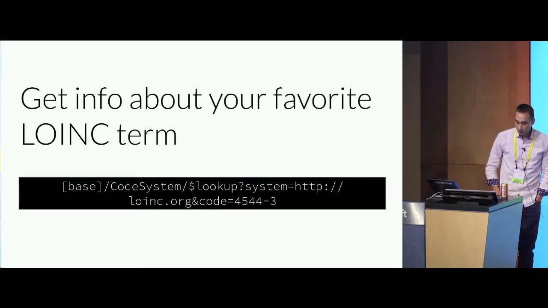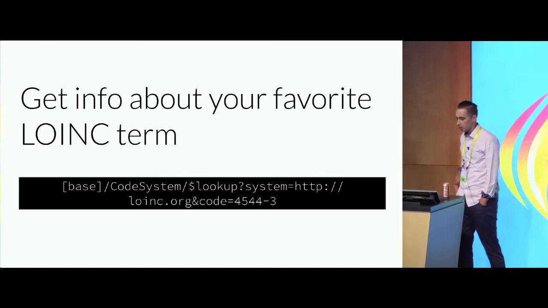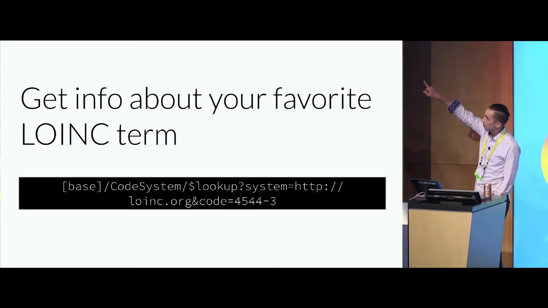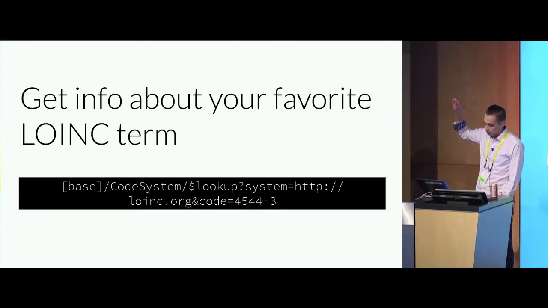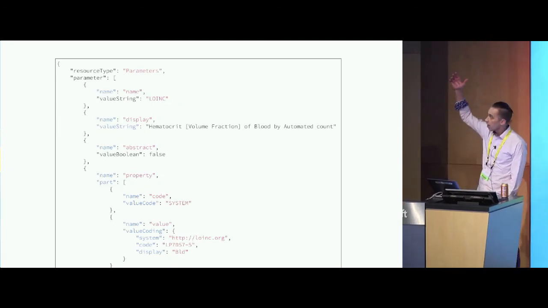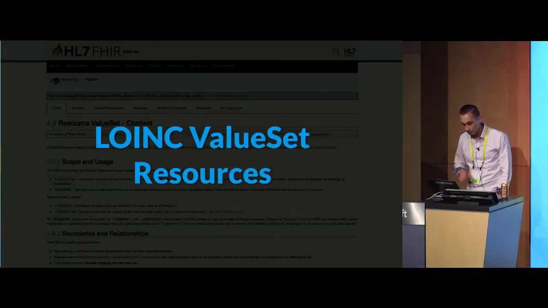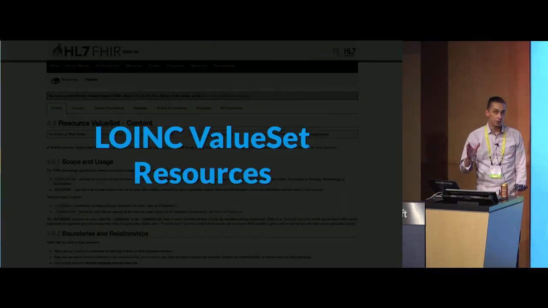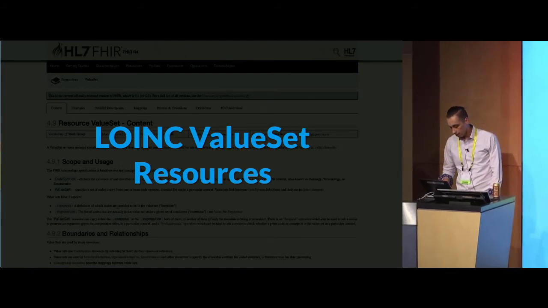If you just want to use the lookup operation to get all that information about your favorite LOINC term, you pass the base URL, code system, and then look up using the URI for the system and the code you're interested in as two parts. What you'll get back is the entry for that particular LOINC term. Of course, I've truncated this on the screen, but you'll get all those different properties I laid out as part of the code system back from the server. So that's code system. You can get lots of detailed information and look up codes in the LOINC system.